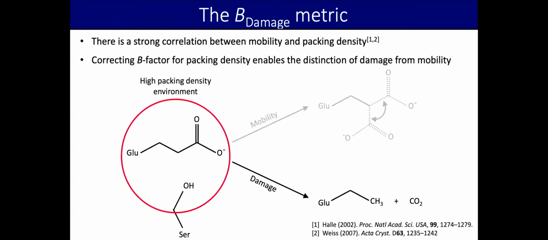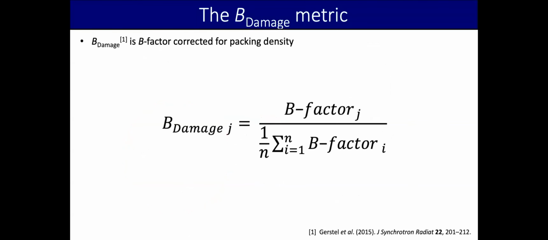But luckily for us, the structural mobility of an atom is strongly correlated with its packing density. And the packing density is defined as the number of atoms in its local environment. So by correcting B factor values for packing density, we're able to remove a lot of the effects of mobility from B factor values, and the resultant values allow us to detect specific radiation damage artifacts.